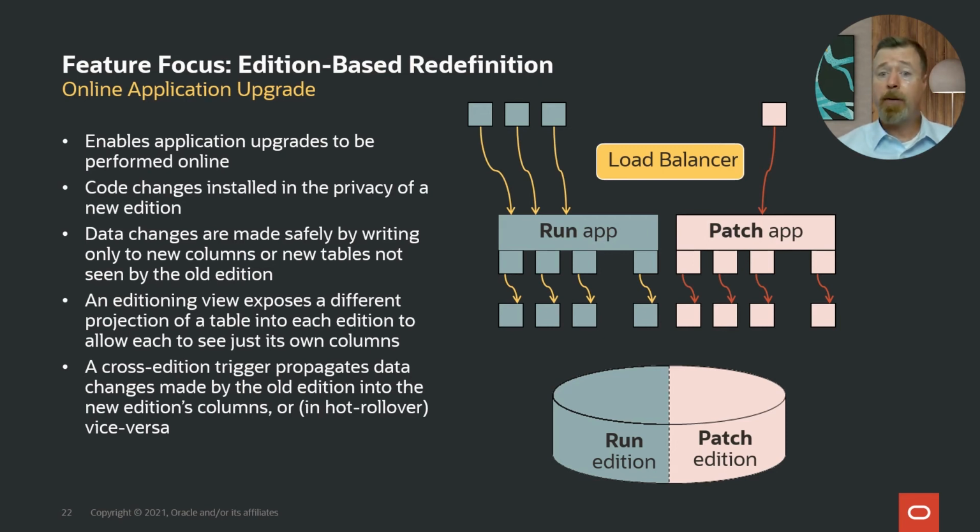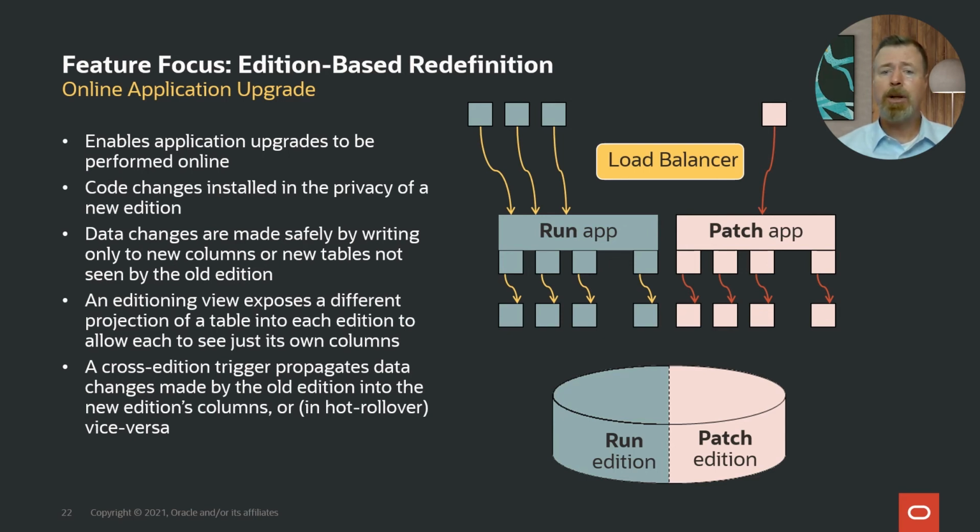In this diagram, we have a run app and a run edition. That's our current application. It's taking load, it's in production, and we want to patch that application. Well, we can spin up some more servers for the application side, but those servers need to go against the database as well, which had changes: maybe new columns, new tables, rows, a lot of different changes. Stored procedures may have changed in the new version. So we have a patch edition running in the same database that the patch application is going against. And they can run simultaneously together.